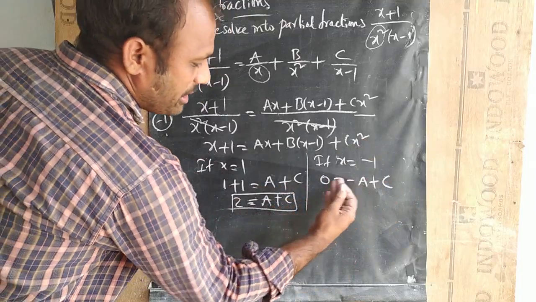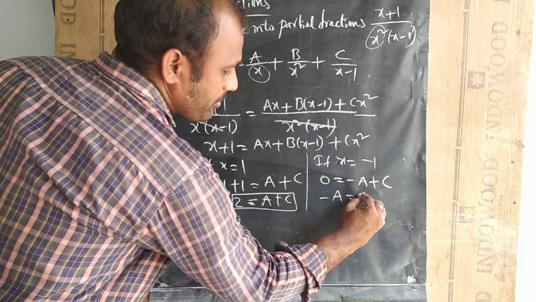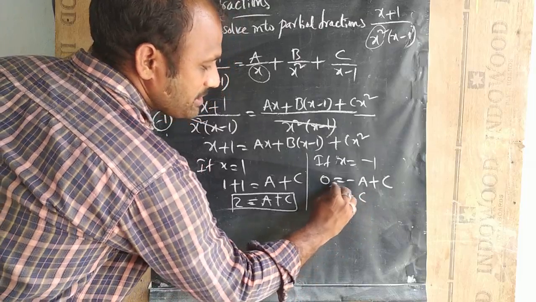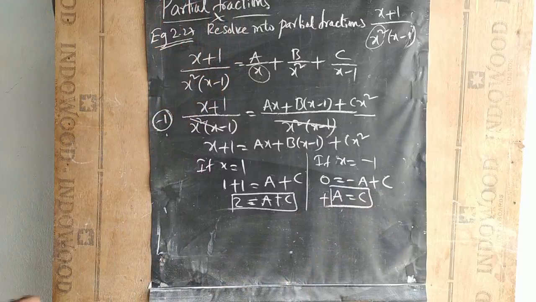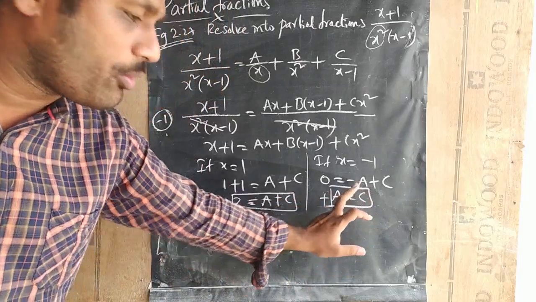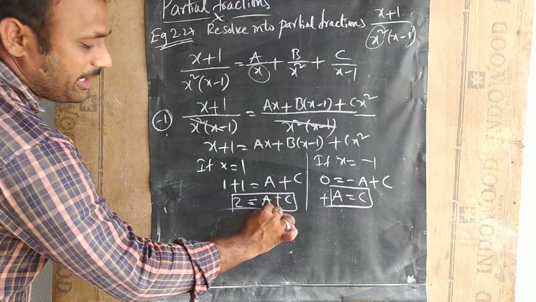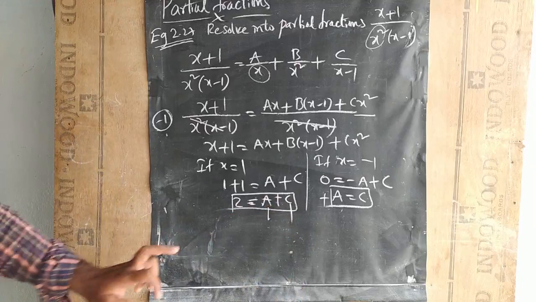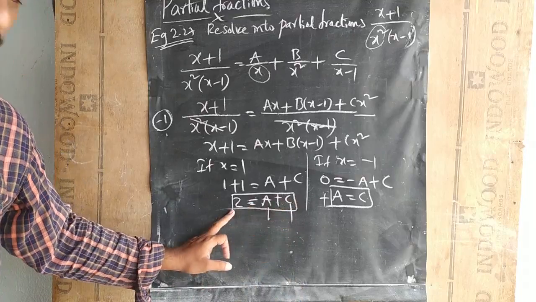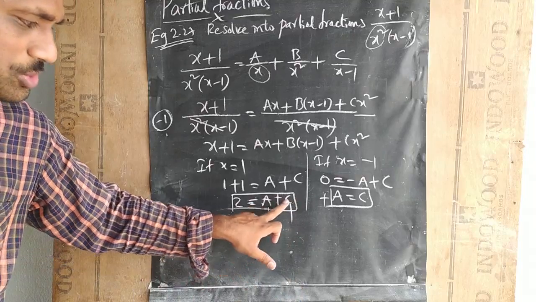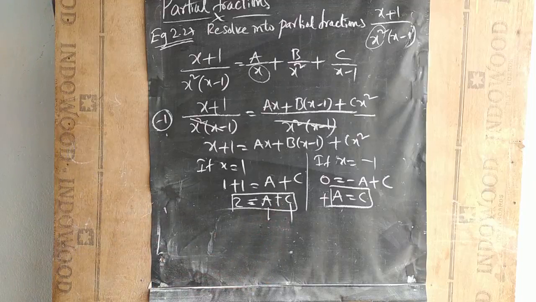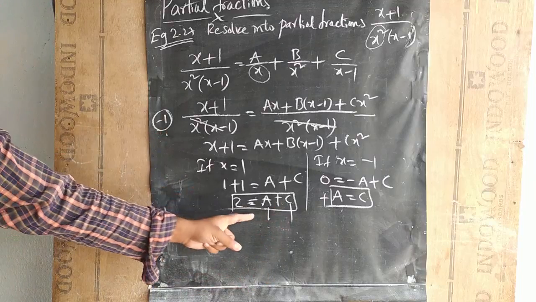If I transpose minus a, it will become plus a. It means the a value is equal to the c value. The a value and c value both are equal. Both are equal means 100% a is 1 and c is also 1. Then only both are equal. A plus c should be 2, so the a value should be 1 and the c value should also be 1. So I got the a value, b value and c value.